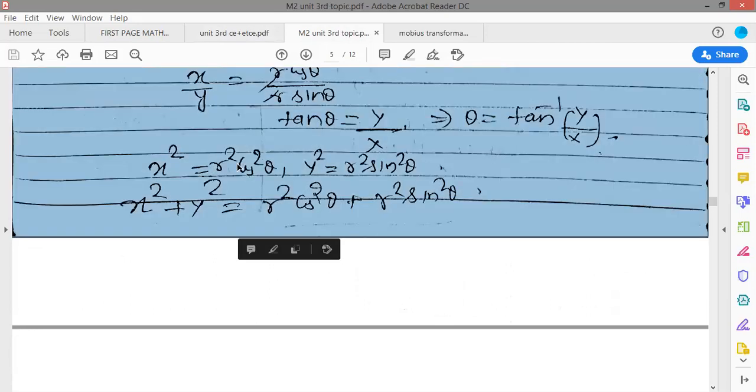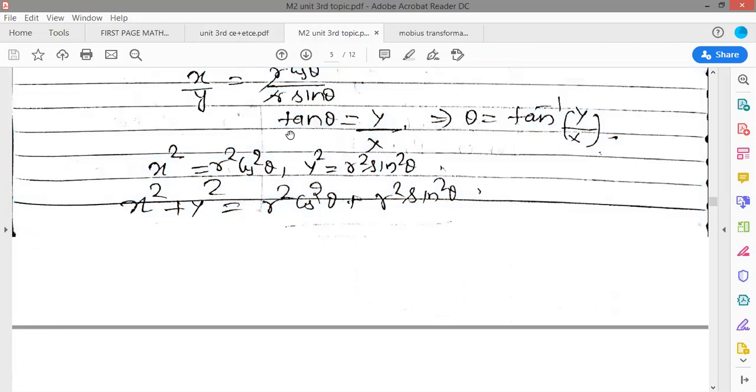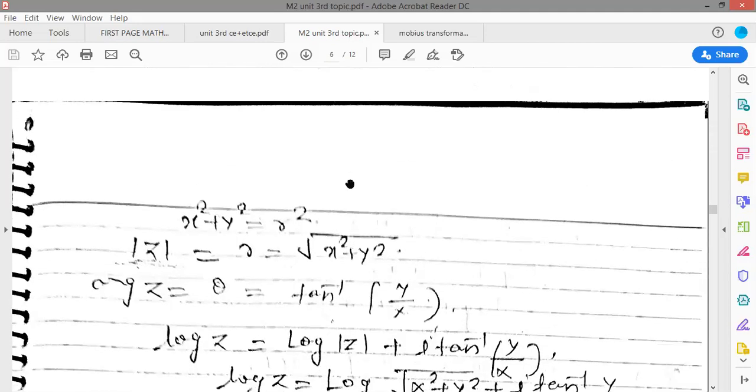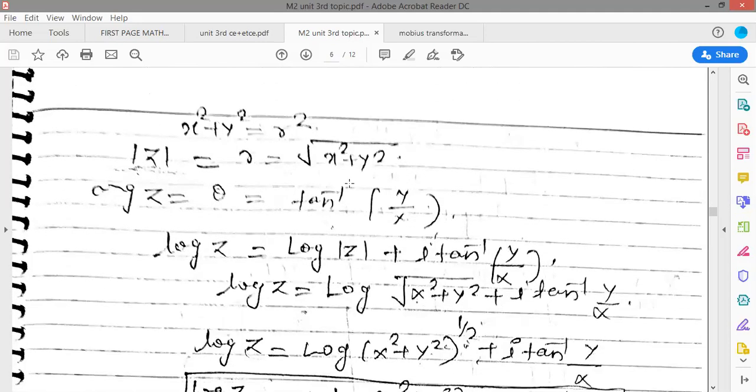And x is equal to r cos theta. So just on squaring on both sides, x square is equal to r square cos square theta, same as y. Then find x square plus y square. So x square plus y square is equal to r square cos square theta plus r square sin square theta, and we know that cos square theta plus sin square theta is equal to 1. So this value is equal to r square.